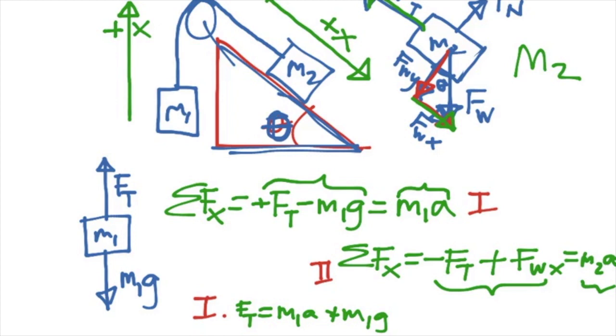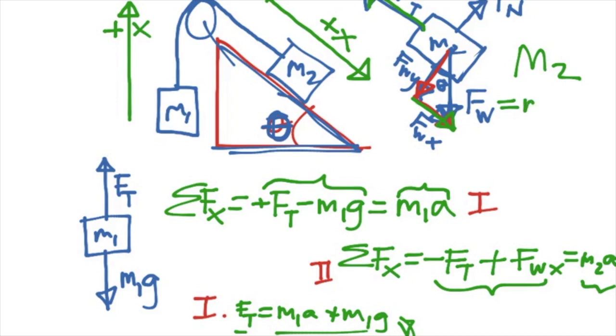FWX minus M2A. Done. And now, because I have Ft equals this thing and Ft equals this thing, I can set these two things equal to each other. I do want to do one more thing down here, though.